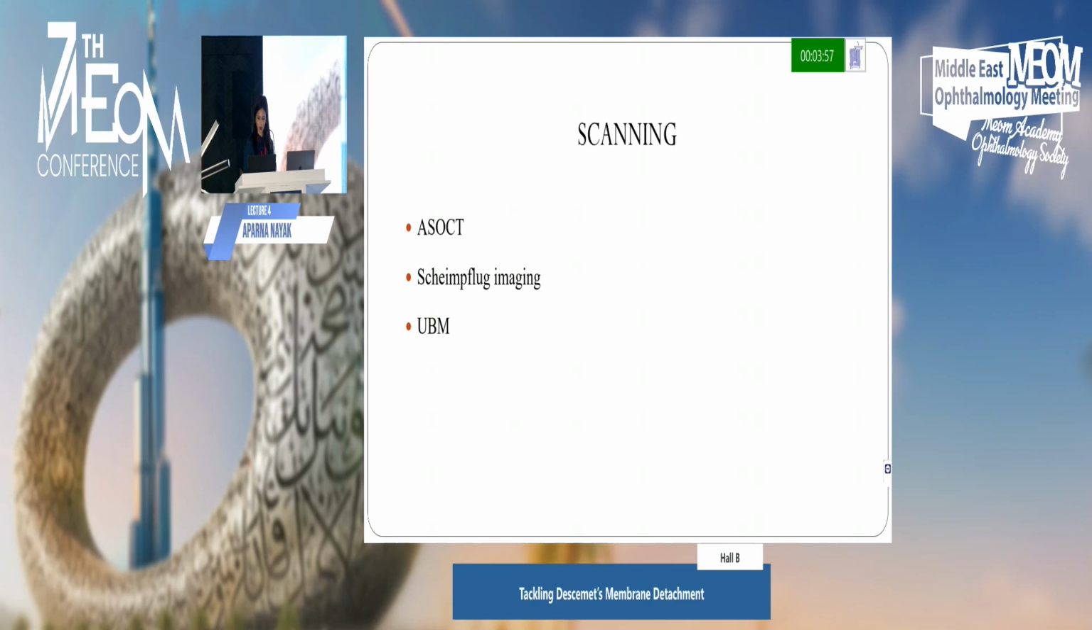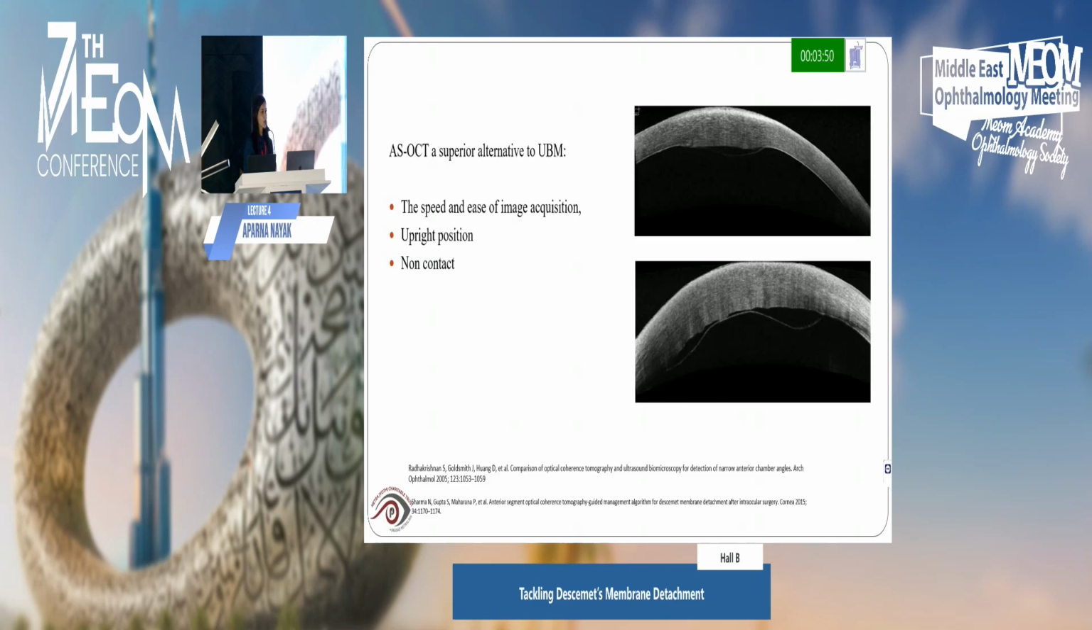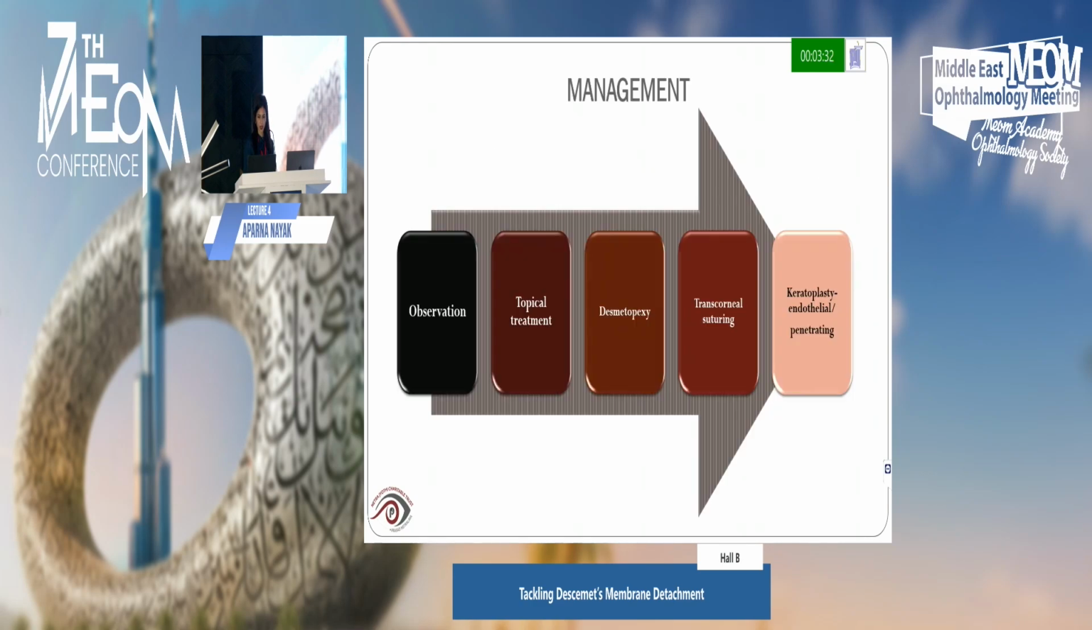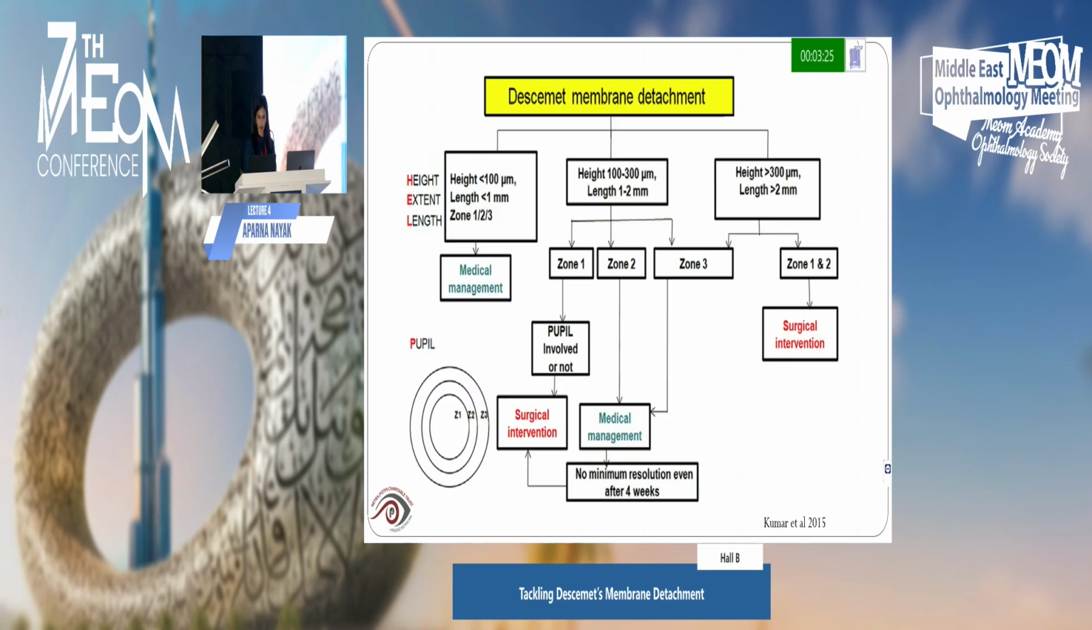Whenever there is persistent corneal edema, we need to examine thoroughly, and we have to scan and look into the exact location of the DMD. You can do ASOCT, Scheimpflug, or even UBM. ASOCT is a superior alternative because of the speed and ease of image acquisition, and you can do it in upright position and it is non-contact. So we need to thoroughly scan the area of Descemet membrane detachment and plan based on ASOCT for descemetopexy. The management varies from observation to topical treatment to descemetopexy or even to keratoplasty.